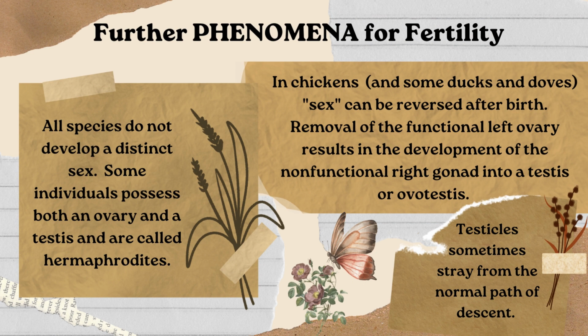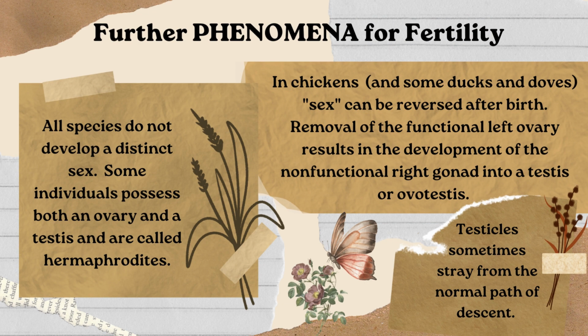In chickens and some ducks and doves, sex can be reversed after birth. Removal of the functional left ovary results in the development of the non-functional right gonad into a testis or ovotestis, or a gonad containing follicles of ovulatory size and tubules with spermatozoa. The younger the bird at ovariectomy, the greater the probability that the right gonad will develop into a testis. The older the bird, the greater the probability that an ovotestis will develop.